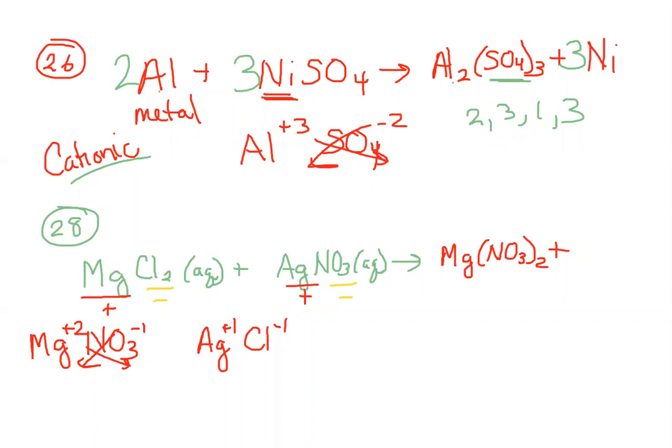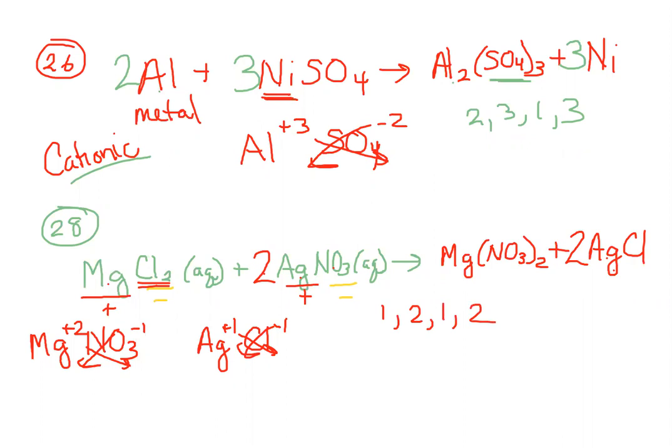So when we do that, it just becomes AgCl. So now we've got a balance. We've got 1 Mg, 1 Mg, 1 Ag, 1 Ag. Oh, we've got 2 Cl's and only 1. So we better put a 2 right here, which gives us 2 silvers. So we're going to have to put a 2 right here. And now we've got 2 silvers, 2 silvers, 2 chlorines, 2 chlorines, 2 nitrates, 2 nitrates. So everything's balanced, and our coefficients are 1, 2, 1, 2.